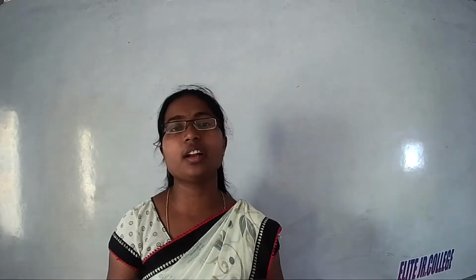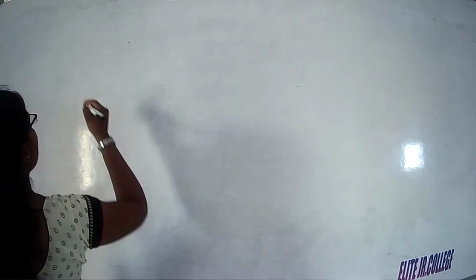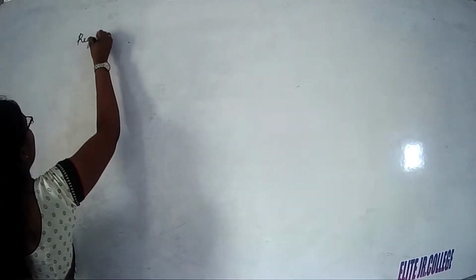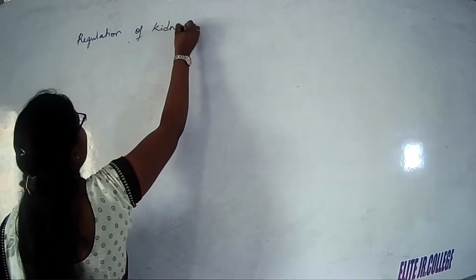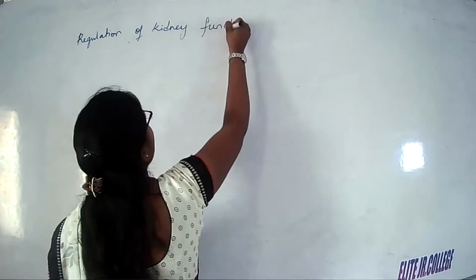So let us discuss today some concepts related to the human excretory system. Already we have discussed some concepts related to the chapter excretory products and their elimination. Today we will learn some more concepts related to the excretory products and their elimination. Today we are going to learn the regulation of kidney function.